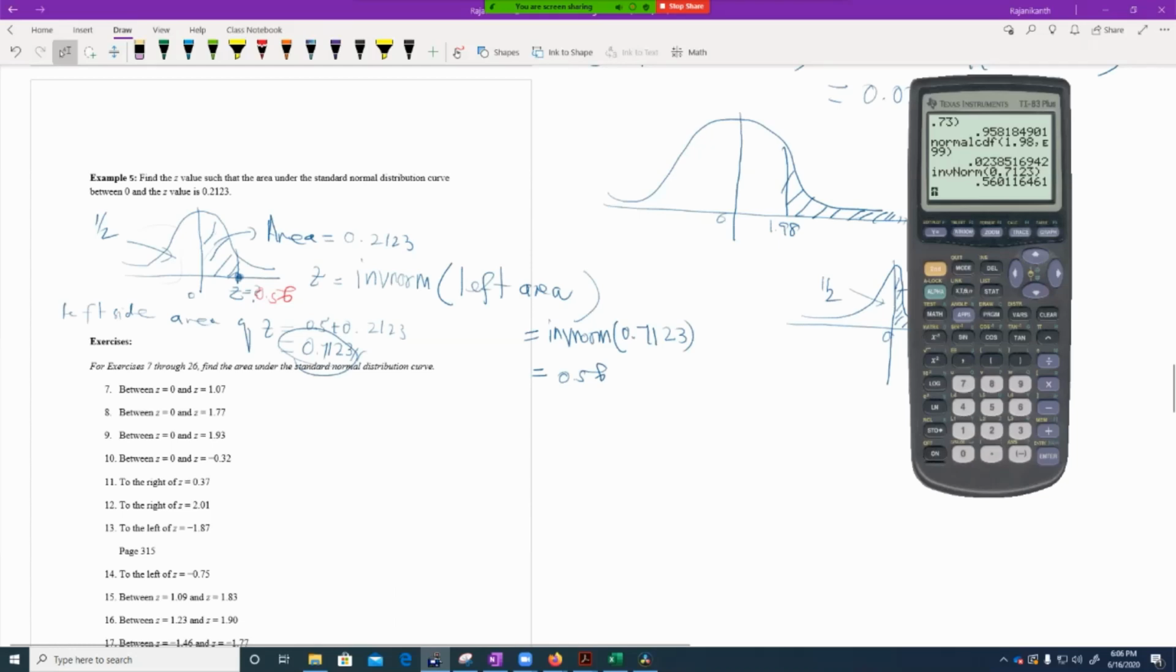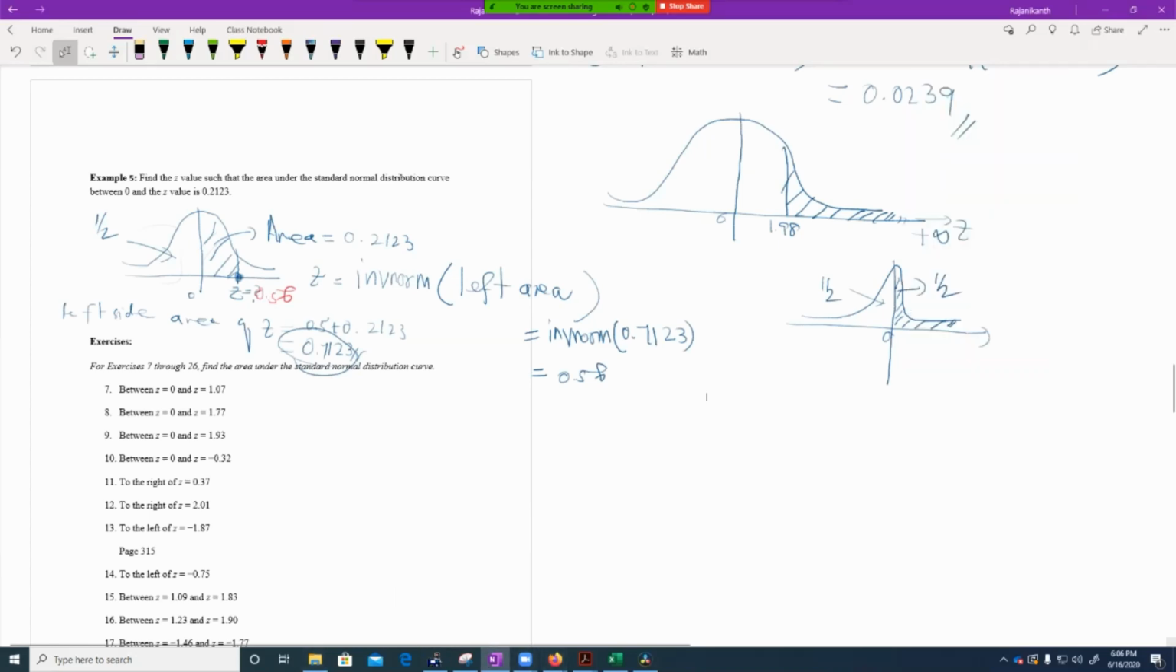So I'm checking the area now, therefore normal CDF. I'm checking the area between 0 and the one we got just now, 0.56. Okay, what is that area? That area is very close to the given area. You see, 0.212123, right? Correct. Therefore, I got the correct corresponding Z value. Okay, so that is the way to find the Z value if you are given an area. That's it.